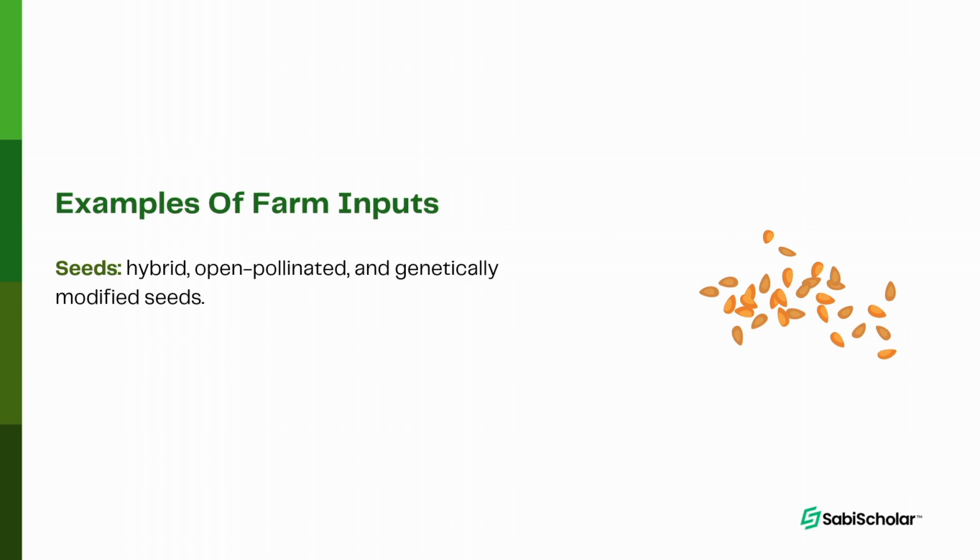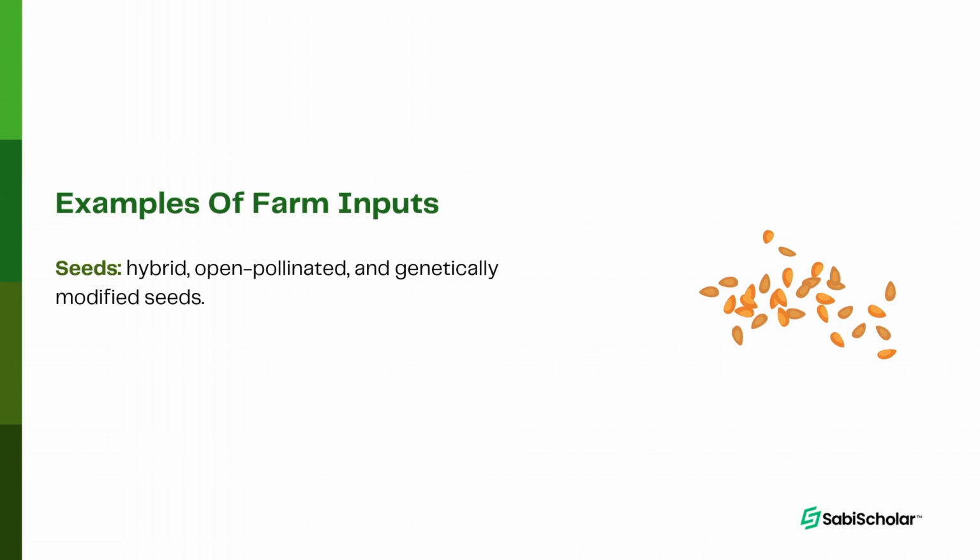Now, some of these seeds are hybrids, some are open pollinated, and some can be genetically modified seeds. Hybrids are the result of crossing different plant varieties. The ones that are open pollinated are produced during natural pollination. Genetically modified seeds are the ones that have been altered in the laboratory, maybe to impute one or two desirable traits like resistance to pesticides or herbicides.